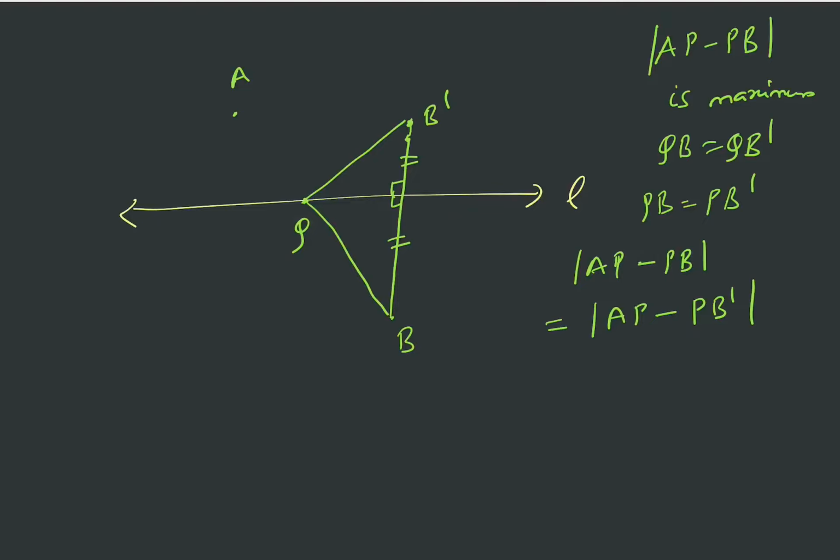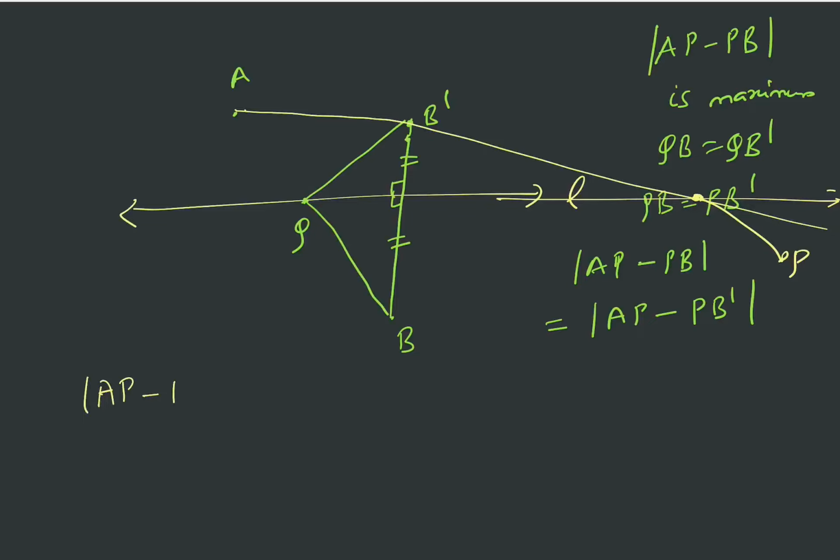That is, let us join this AB dash and extend it to meet this line L at some point, and I'm claiming that this is my required point P, because you can see that the difference between AP and PB dash is equal to AB dash for this point P, because AB dash P is a straight line, and the difference between AP and PB dash is equal to the difference between AP and PB, which is equal to AB dash.